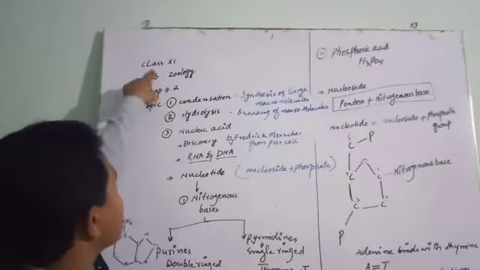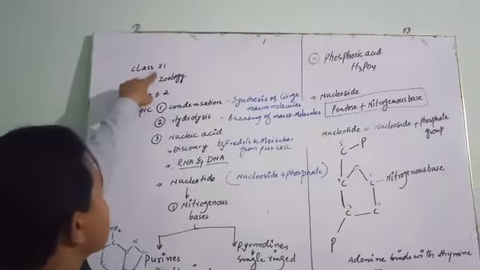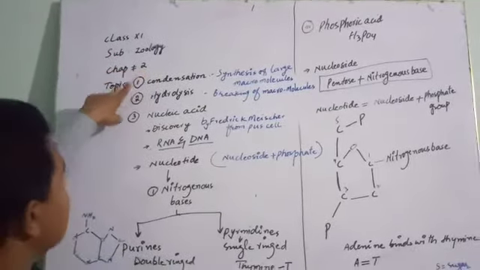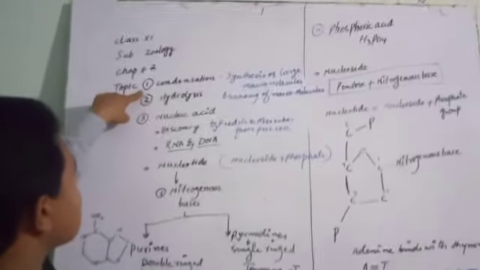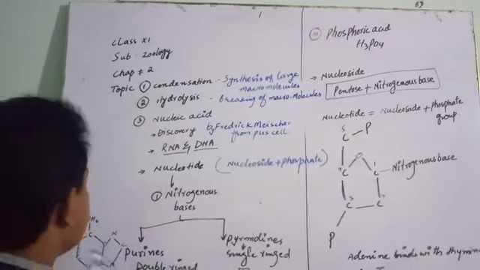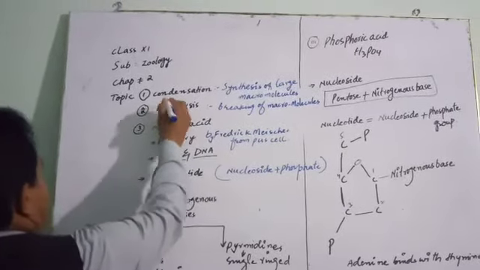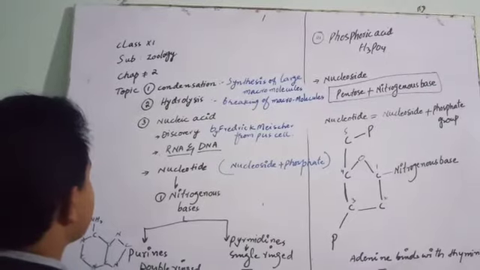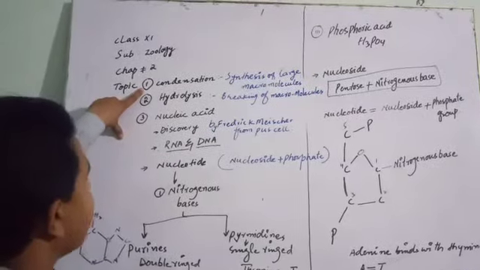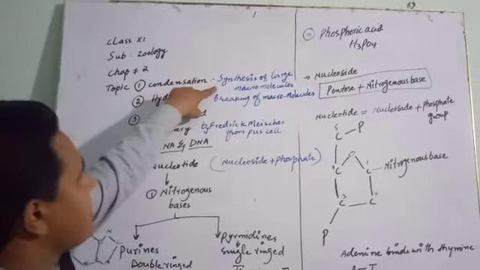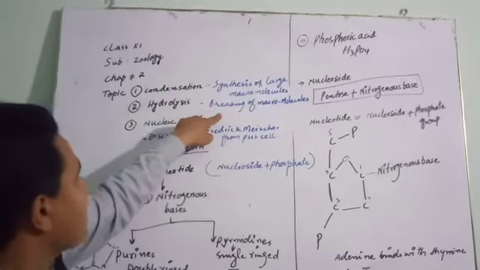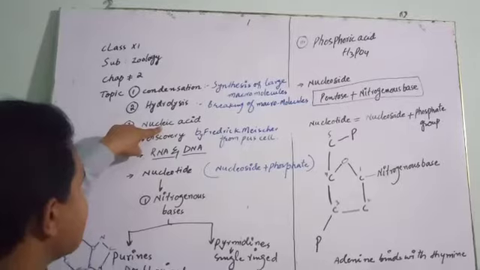Students, I have selected topics from class first year, subject Zoology, chapter number 2. I have selected 3 topics. One is condensation, other is hydrolysis, and third is nucleic acid. I have written here simple definitions: condensation is synthesis of macromolecules, hydrolysis is breakdown of macromolecules.